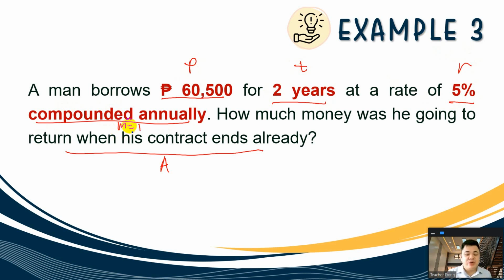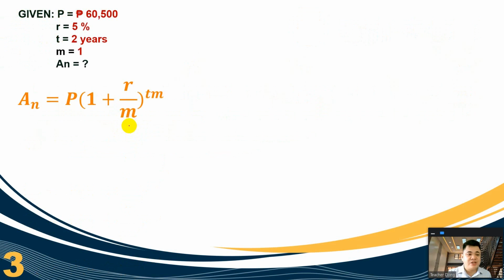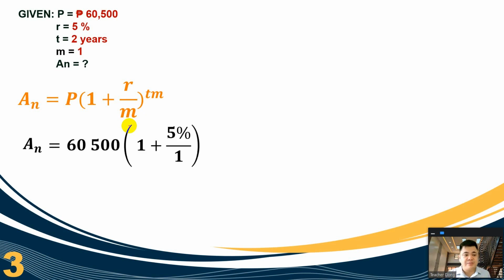Since we're looking for the maturity value, the formula that we're going to use is the first formula that I've shown you earlier. So our principal is 60,500, our rate is 5%, our time is 2 years, and our m is equal to 1. The formula is A sub n equals P quantity 1 plus R over m raised to the power of tm. Substitute 60,500 for the principal, quantity 1 plus 5% over 1, and 5% can also be written as 0.05 over 1 raised to the power of 2 times 1. There's no negative, because we are using the first formula.